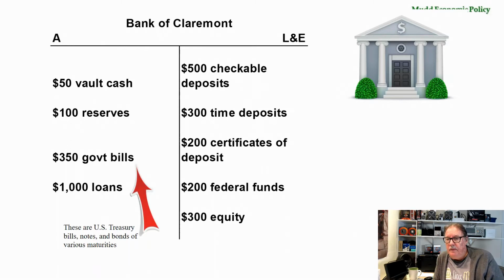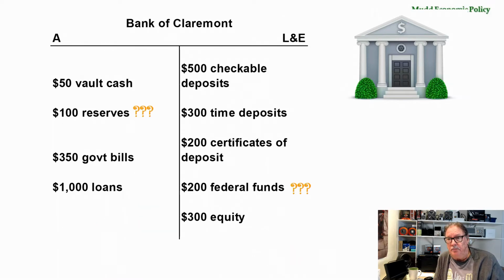So we also had better be clear about what we mean by $350 in government bills. These are U.S. Treasury bills, notes, and bonds of various maturities that we've been talking about all semester long in this class. So I'm using an abbreviation by calling them government bills. I'm specifically talking about the full range of Treasury securities, bills, notes, and bonds of all maturities. So that is what they purchase in the open market operation, you may remember, and so it's important we understand that that's what this refers to.